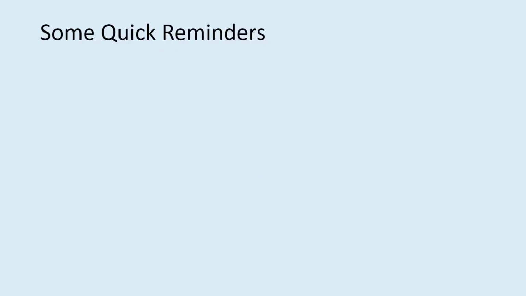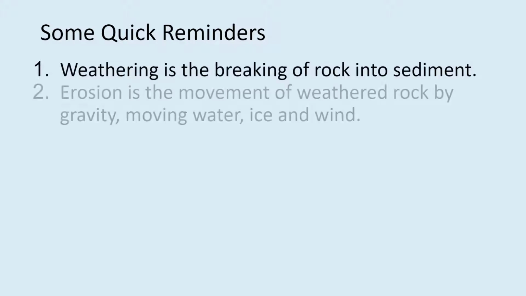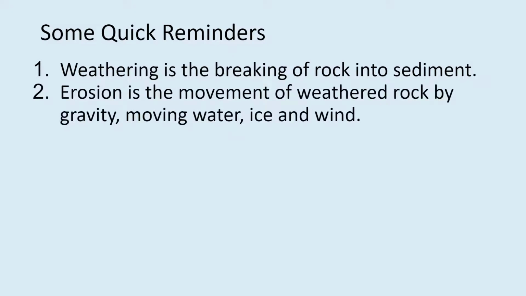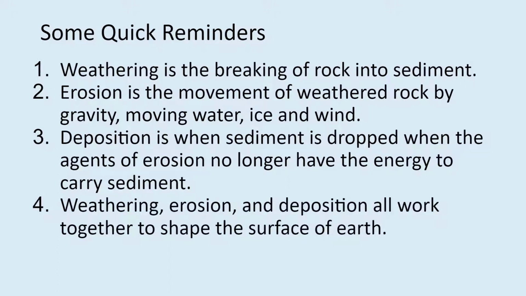All right. Before we start talking about glaciers, here are some quick reminders of things that we have talked about very recently. Number 1, weathering is the breaking of rock into sediment. Number 2, erosion is the movement of weathered rock by gravity, moving water, ice, and wind. Those are the agents of erosion. Remember? Number 3, deposition is when sediment is dropped when the agents of erosion no longer have the energy to carry sediment. And number 4, weathering, erosion, and deposition all work together to shape the surface of Earth.